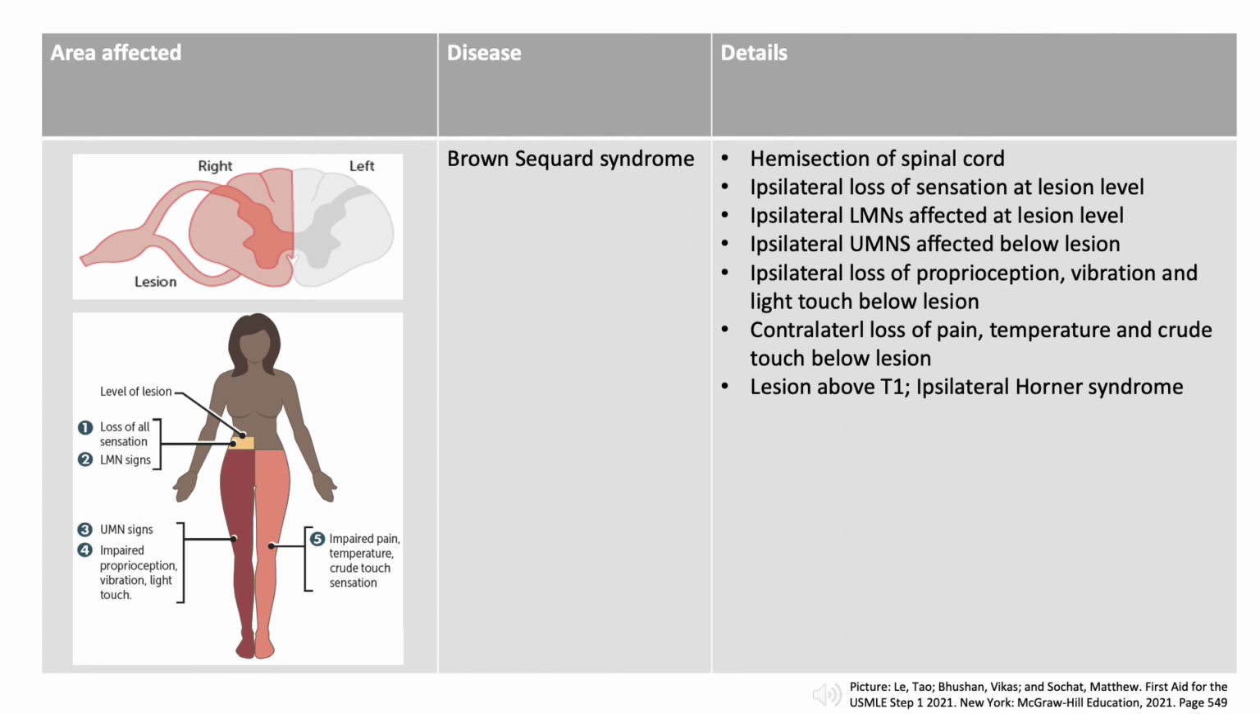spinothalamic tract. And finally, if the lesion is above T1, it means it involves the autonomic neurons of the thoracic level of the sympathetic system. Therefore, you will have ipsilateral Horner syndrome. This is a constellation of symptoms which characterize loss of function of these specific neurons.